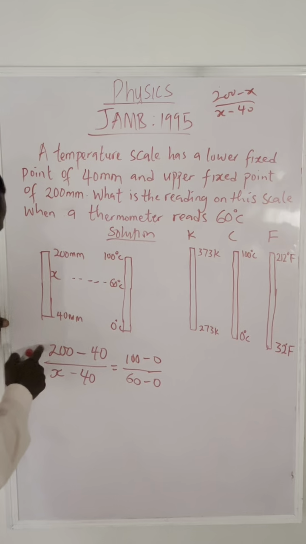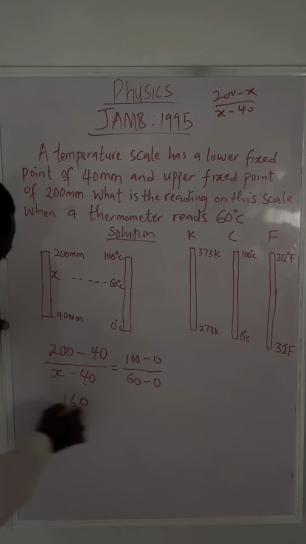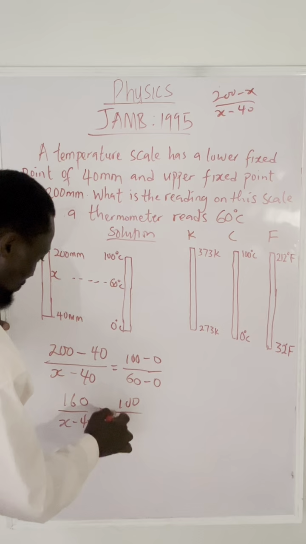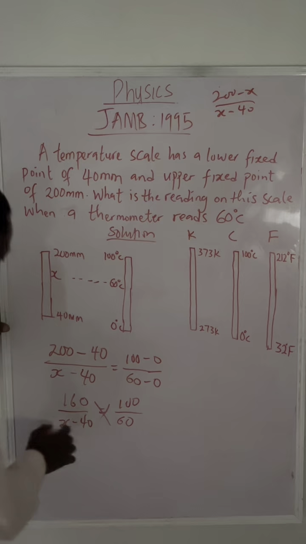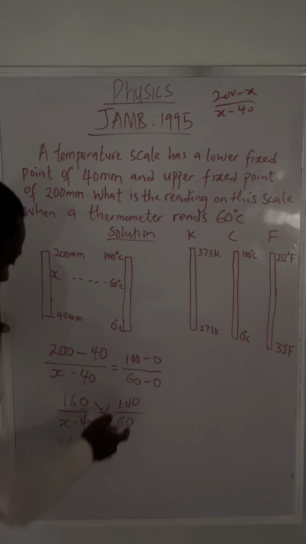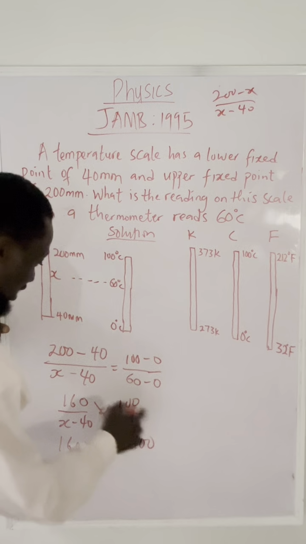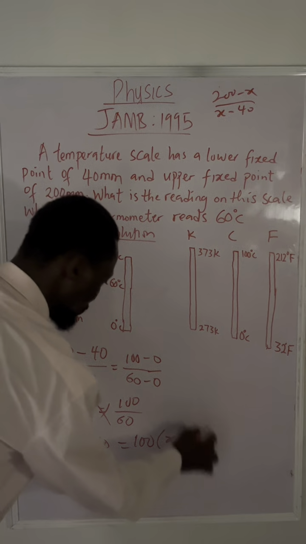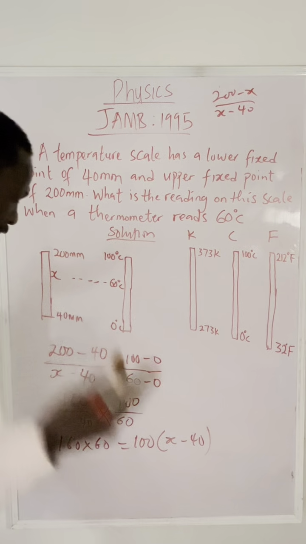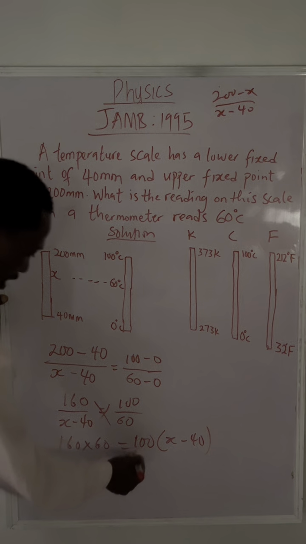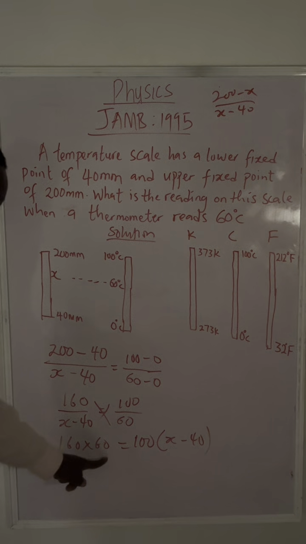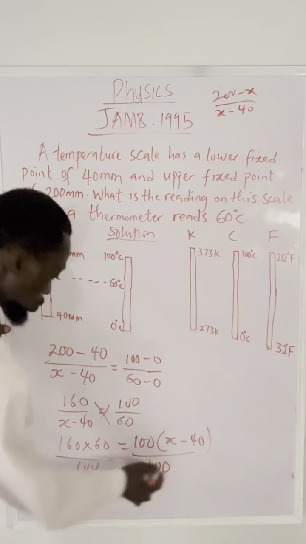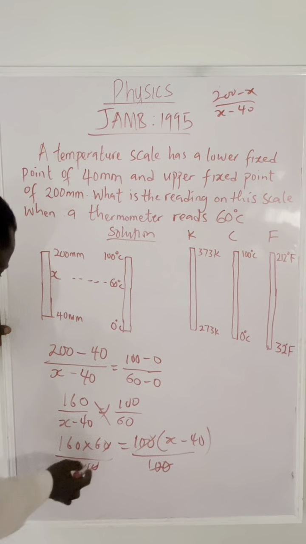So now continue solving this. 200 minus 40 is 160, divided by X minus 40, which you can't subtract so you keep it, equals 100 minus 0, which is 100, divided by 60 minus 0, which is still 60. Now cross multiply: 160 times 60 equals 100 times X minus 40, and you put this in brackets. You have to be smart here: you don't need to open the bracket, because you can divide both sides by 100. The 100 cancels this 100, and the zeros cancel the zeros.